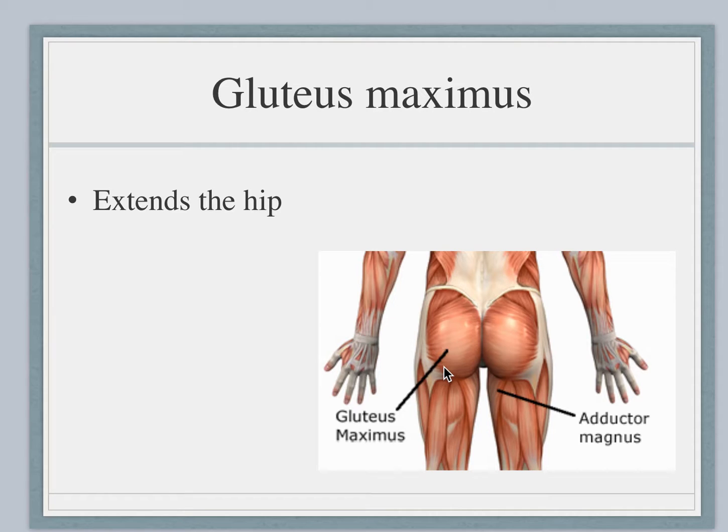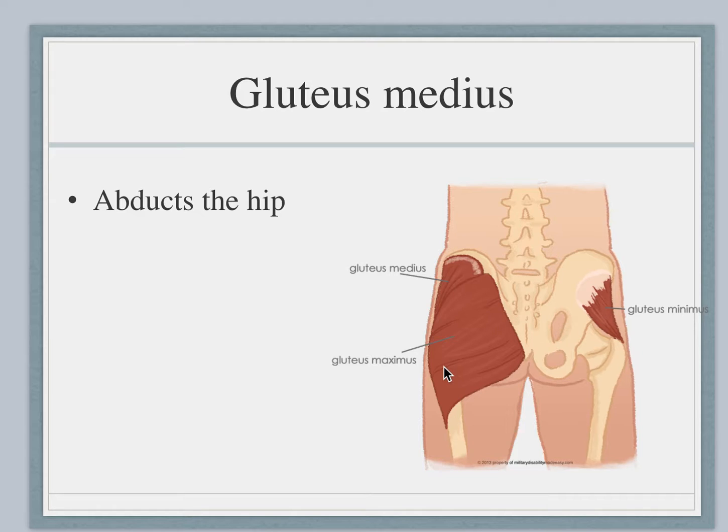The gluteus maximus is on the other side of the hip. This is posterior to the hip joint, so it extends the hip when that muscle contracts. The gluteus medius is underneath the gluteus maximus. Gluteus maximus here, and the gluteus medius here. It's an abductor of the hip. It abducts the hip.